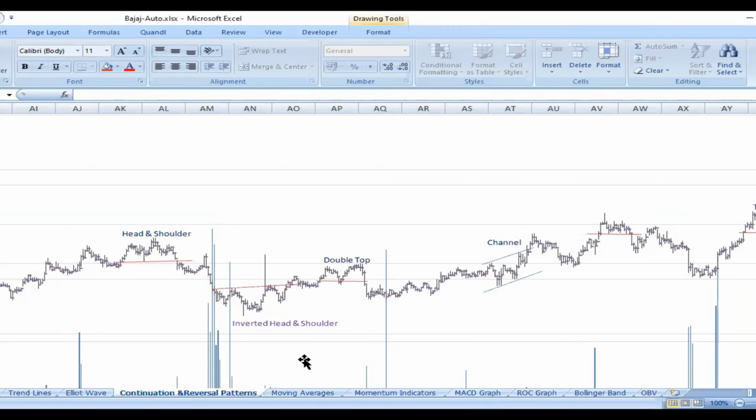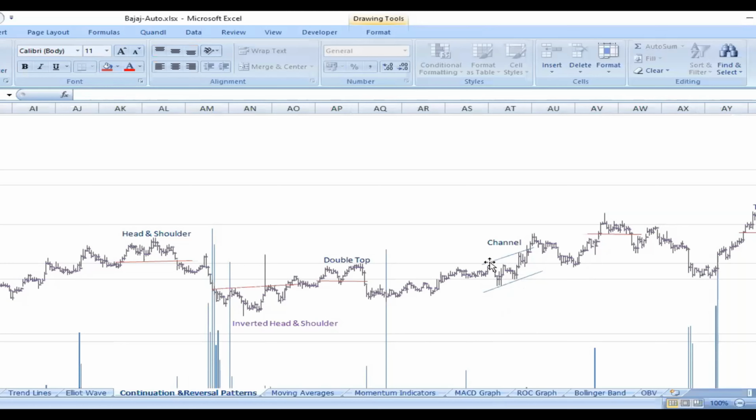Moving to continuation and reversal patterns. What continuation and reversal patterns do is identify from these graphs if there is a certain trend and how you can use it, right? So there are certain continuation trends and there are certain reversal trends. If you look at a channel, that means the price operates between a certain channel. You can use it as an indicator to buy and sell.